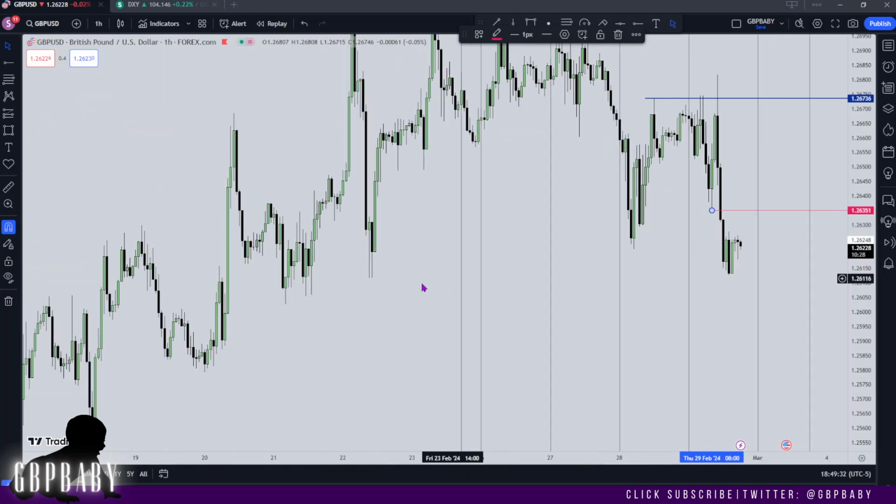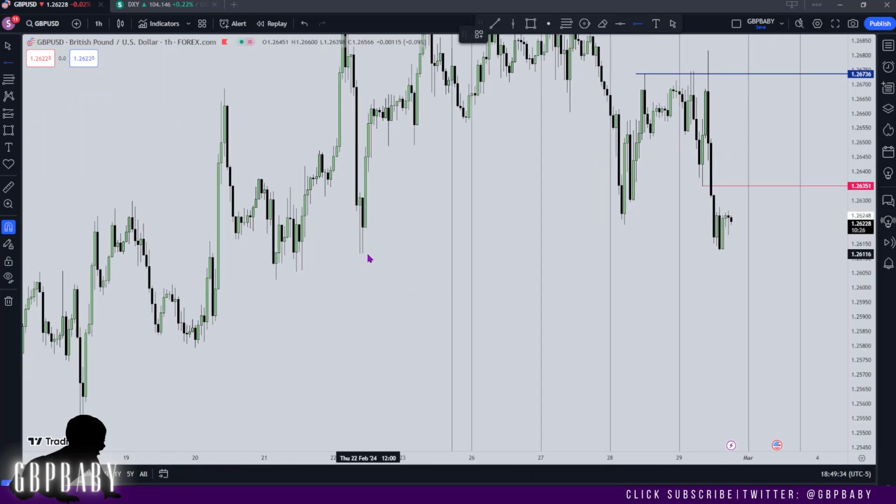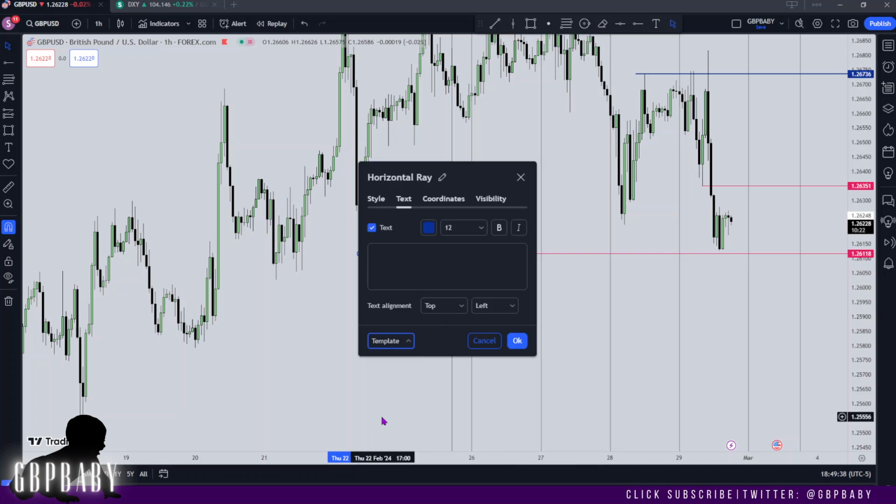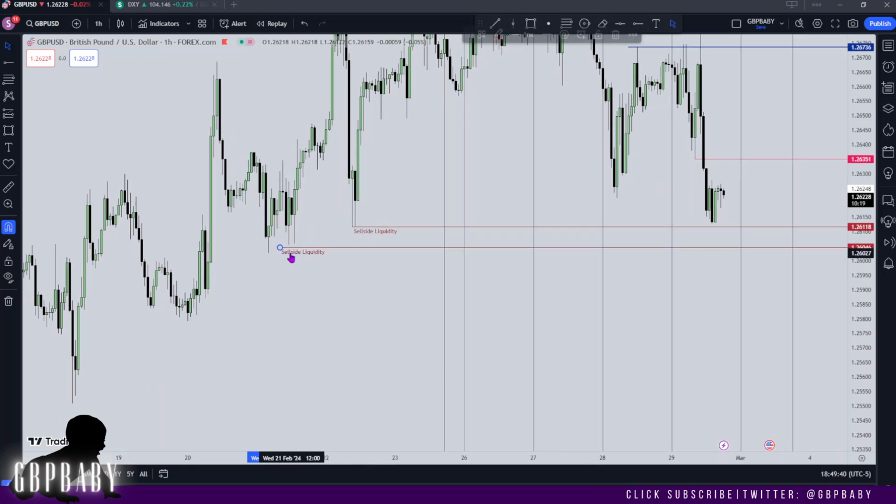Once we expect shorts, where do we want to run to? Well, we have relative equal lows now below here. There's going to be sell stops below there, so we can use that as a target. And then we also have these lows as well. So there's, generally speaking, a lot of targets.